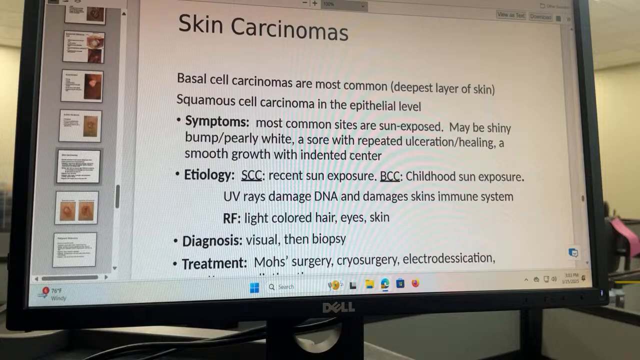So basal cell carcinomas, these are all cancers, okay? OMA always refers to cancer. These are the most common type. They are in the deepest layer of the skin, so like the basal layer and the hypodermis. Squamous cell, these happen at the epithelial level, so more superficial.